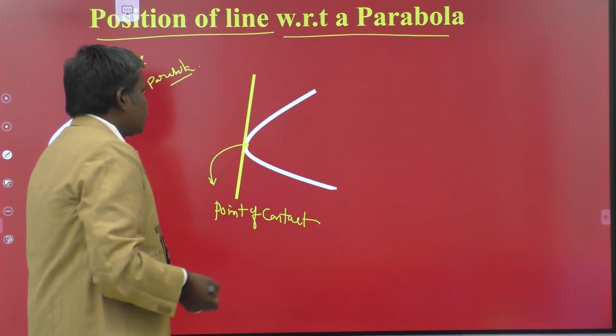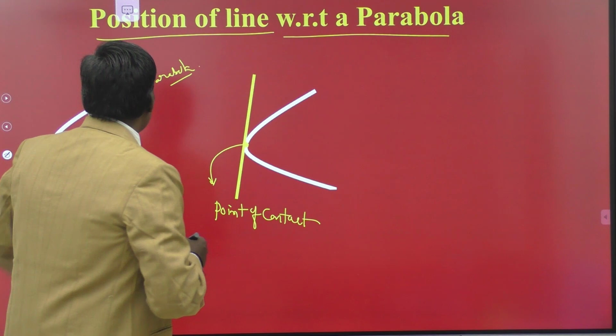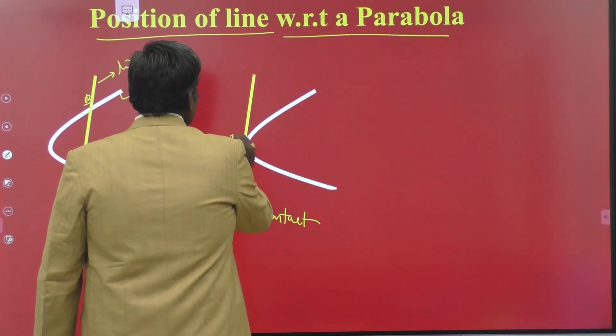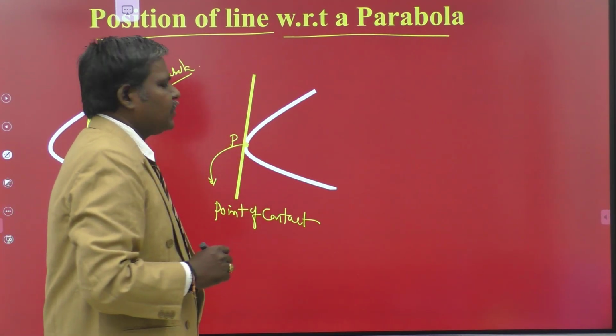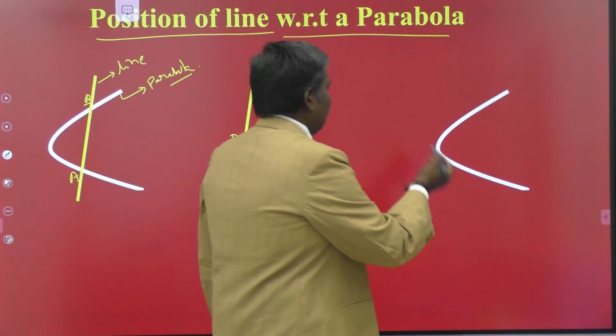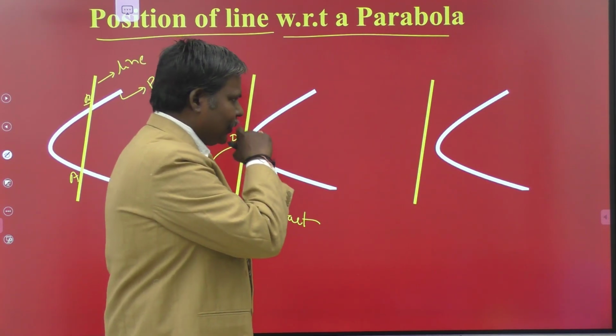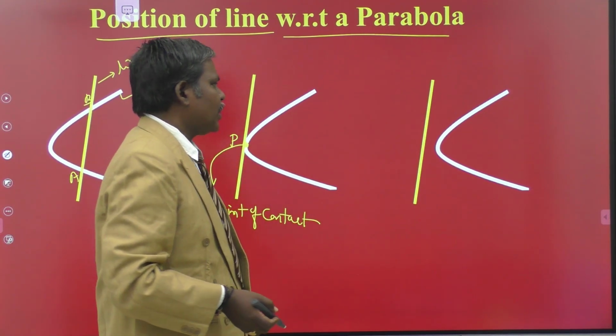We mean the parabola touches the line at only one point. Here it intersects at 2 points. This is the point P, called the point of contact. And let us see the third case. This is the parabola and my line is completely outside the parabola.